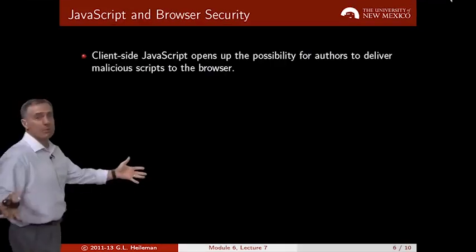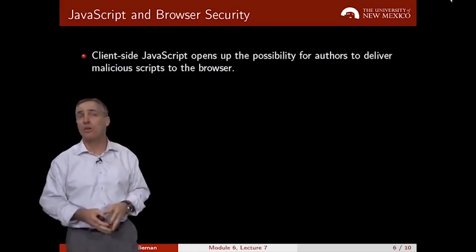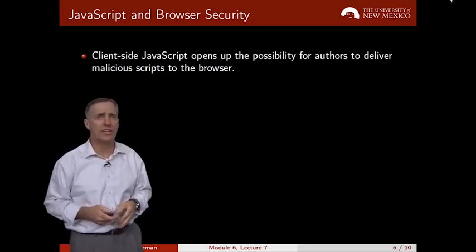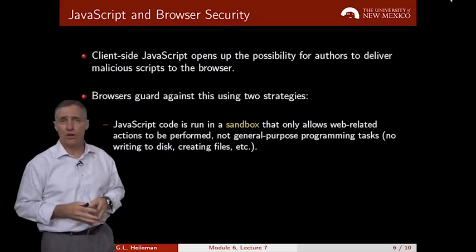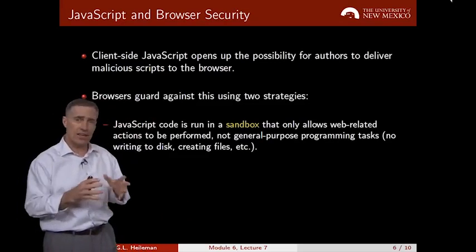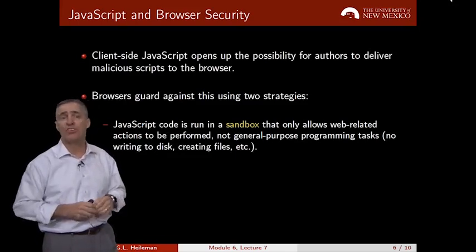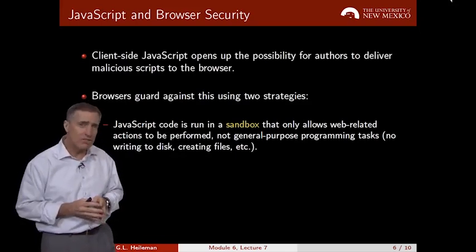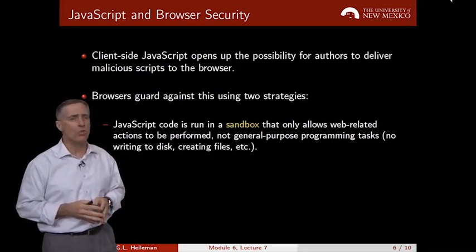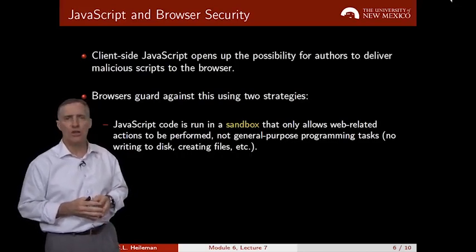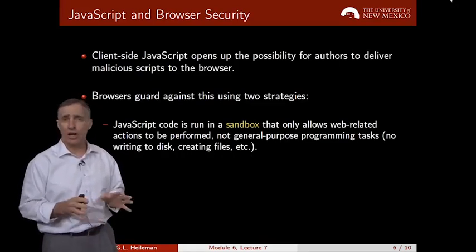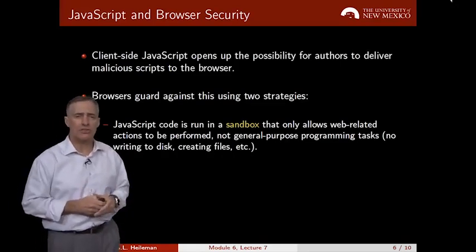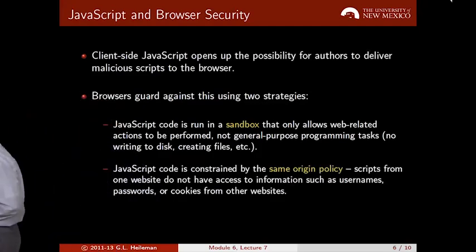Now, client-side JavaScript opens the possibility for people to deliver malicious code to your browser, and you have to protect against this, and let's see how. Browsers guard against this malicious code using two strategies. First, the client-side JavaScript is run within a sandbox in your browser that only allows the client-side JavaScript to do certain web-related functions. For example, you can't write to the file system, you can't create files, you can't write to disk using client-side JavaScript.